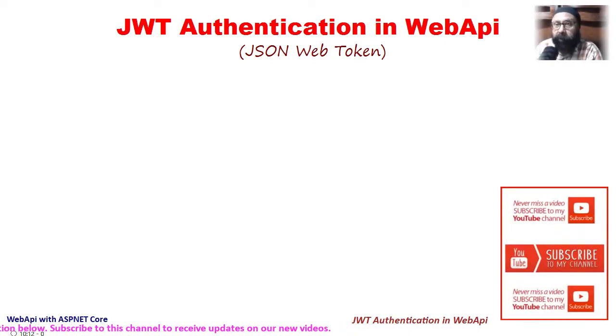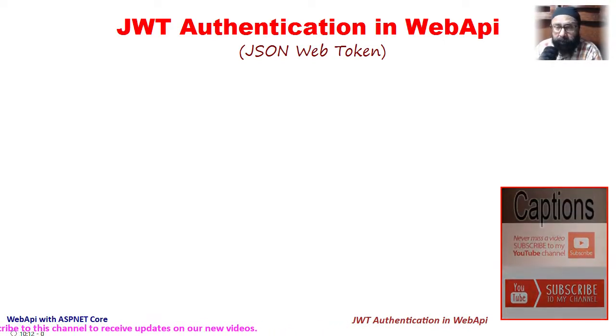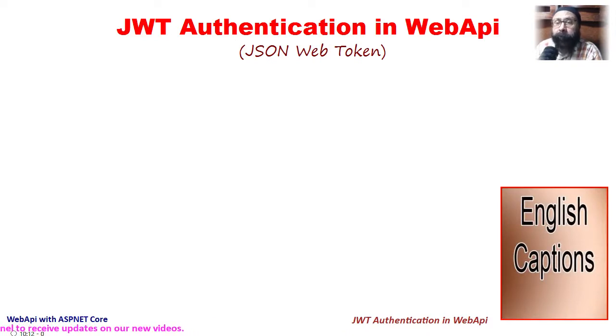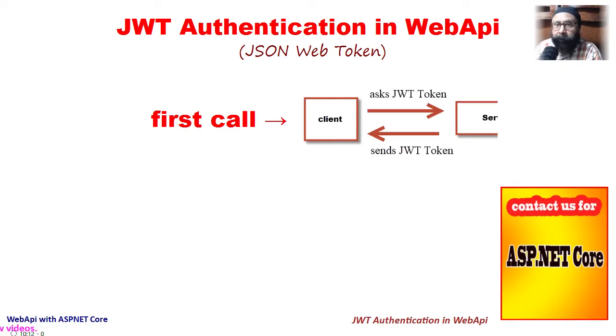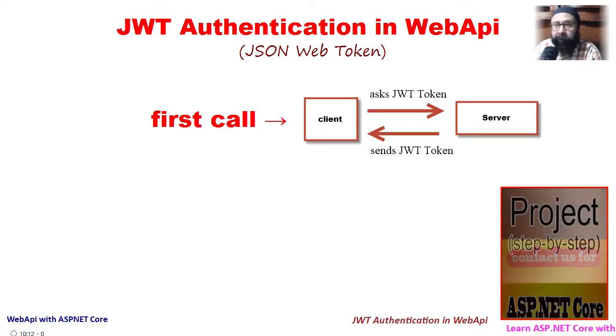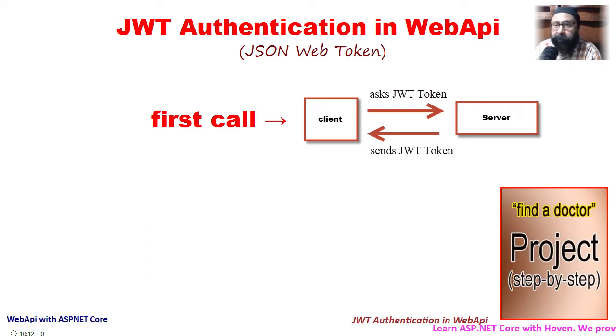JWT stands for JSON Web Token. In its simplest form, JWT authentication is a two-step process. First, a client obtains a JWT token from the server. This token is signed with a secure key and encrypted with the standard encryption algorithm.